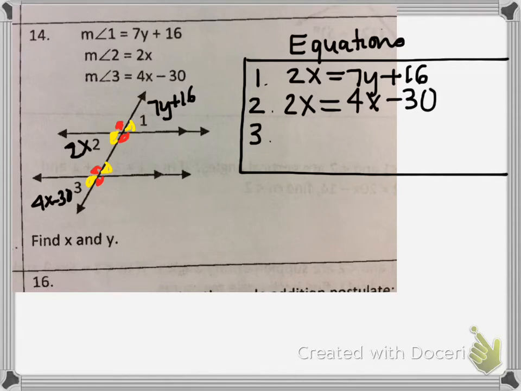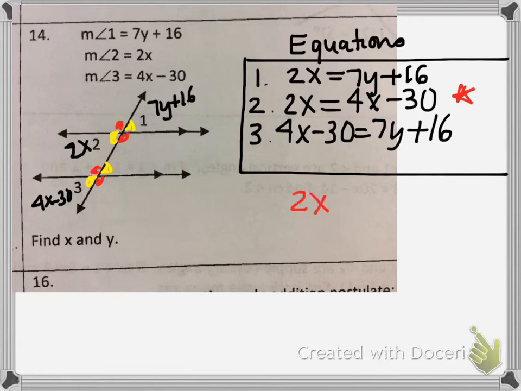The last equation that I can make is relating 1 and 3. 1 and 3 are alternate exterior angles. Those are equal to each other. They both land on yellows, so I could set 4x minus 30 equal to 7y plus 16. So between these three, I can only solve the second one because it only has one variable. So let's solve that since we have to find x and y.